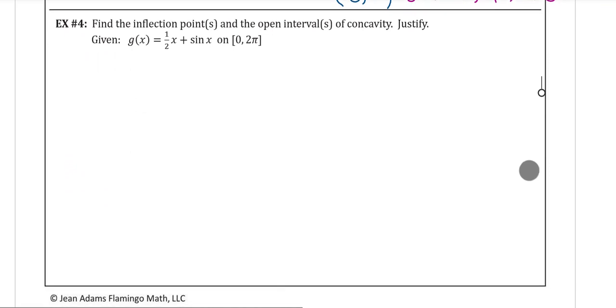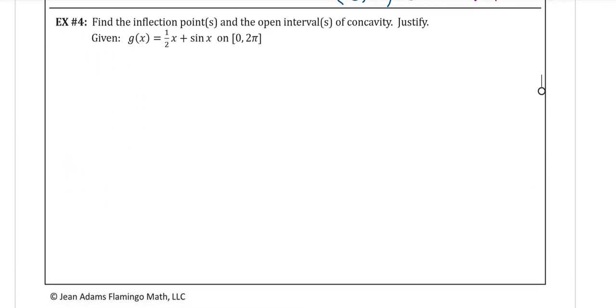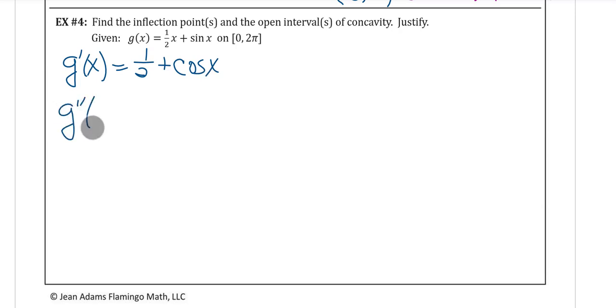Okay, example 4. Find the inflection points and the open intervals of concavity. Justify your answer. And that's exactly what we did in the last one as well. So here's our function: g of x equals 1/2 x plus sine x on 0 to 2 pi. Okay, so again, what we're going to do first is take the first derivative. So g prime of x is going to equal 1/2 plus cosine x. And then g double prime of x is going to be negative sine x.